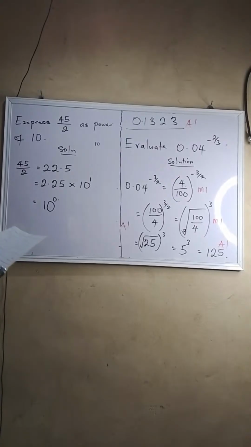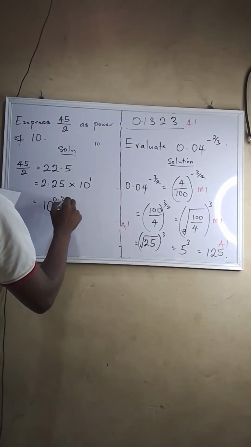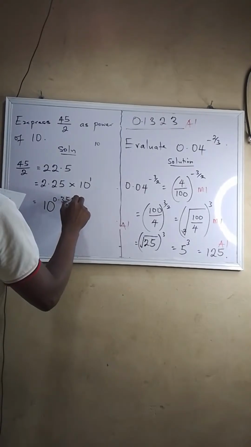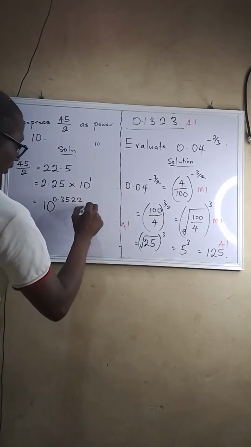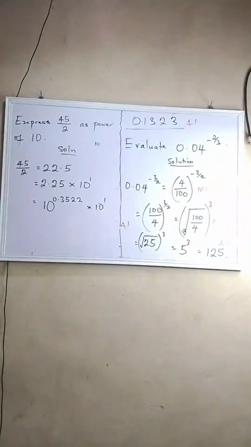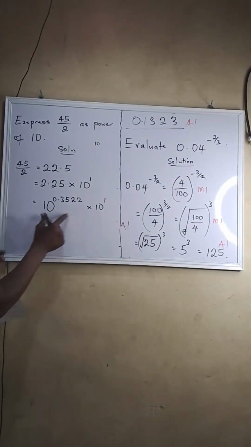Okay, so if you check correctly, now you will have 3, 5, 2, 2. So that is what you have: 3.522 times 10 raised to the power of 1. Okay? So now the next thing is to join these together.